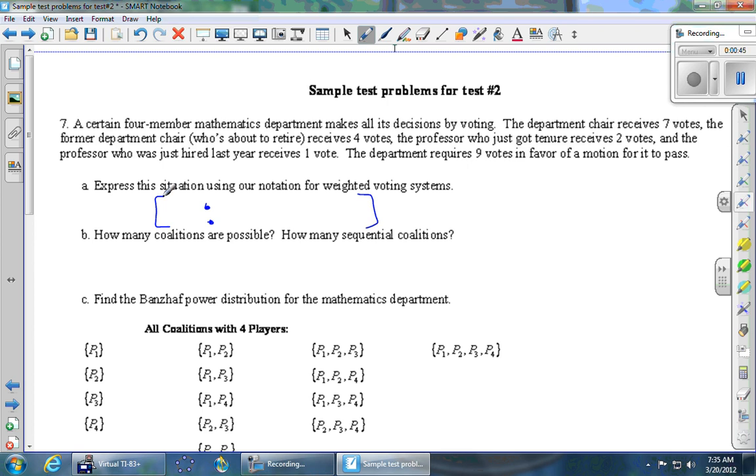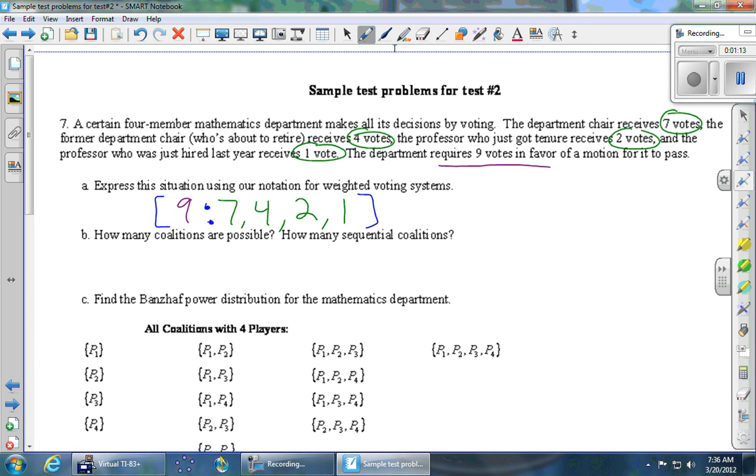The first number in the bracket there is the quota. It's the number of votes required to pass something. So there's our 9. And then the rest of the numbers are just the number of votes that each player has. So we've got 7, 4, 2, and 1, and we always write them in decreasing order, so in that order with commas separating them.